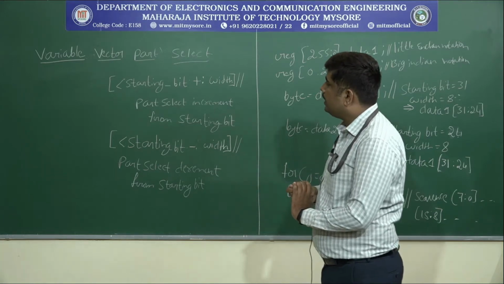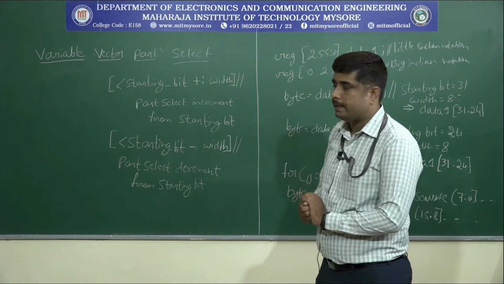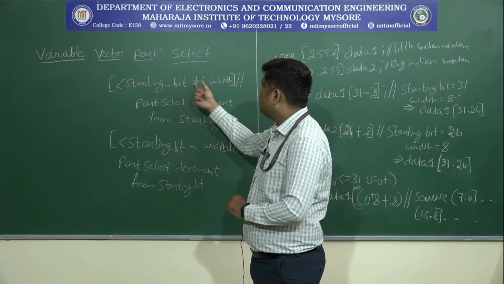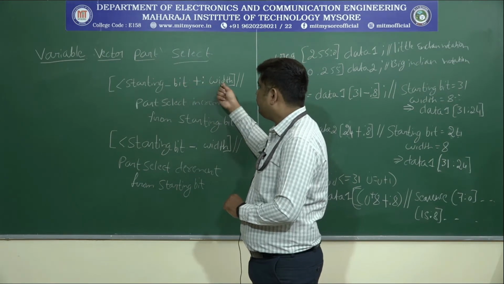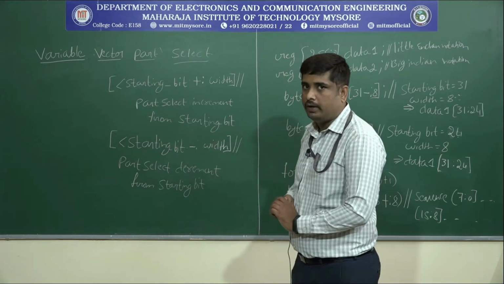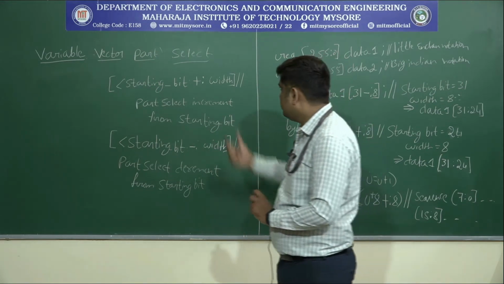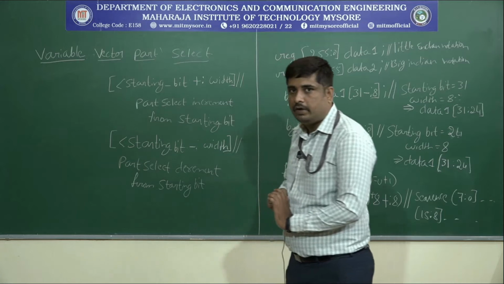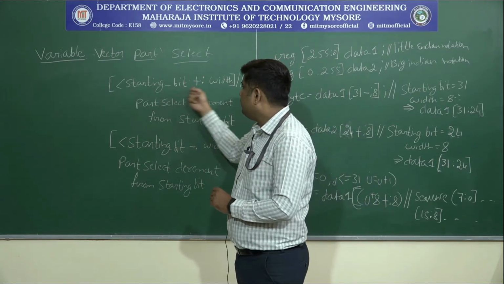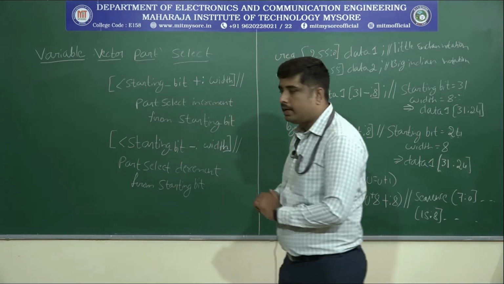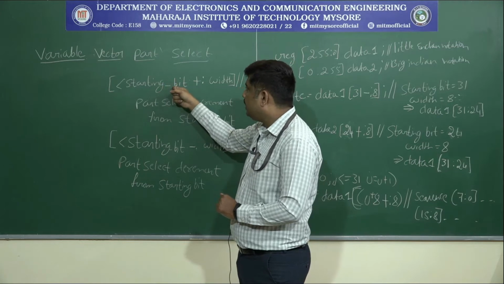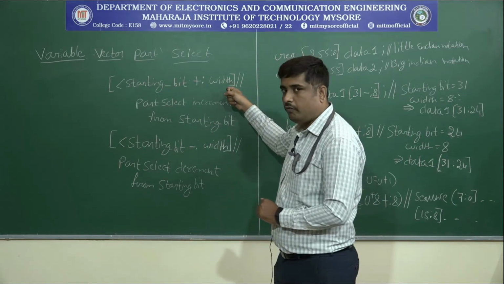So here let us write the syntax first. The syntax is start_bit plus colon width. Start_bit is not a predefined word, it's just a representation. Width is also not a predefined word, it's just a representation. Here it means part select increments from the starting bit. So we have to increment the starting bit with respect to the width.